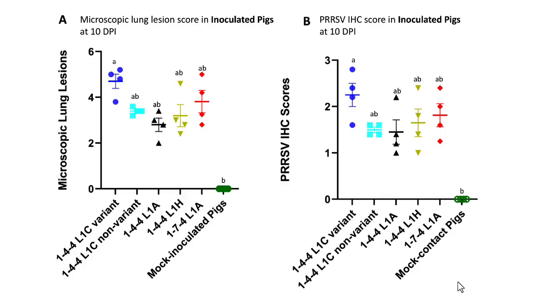So this is the histopathologic lesions and IHC staining. Again, the L1C variant and 174 have numerically higher scores than other groups, although a significant difference is not always observed because we only have 4 pigs for comparison. Maybe the low number of pigs accounts for that.